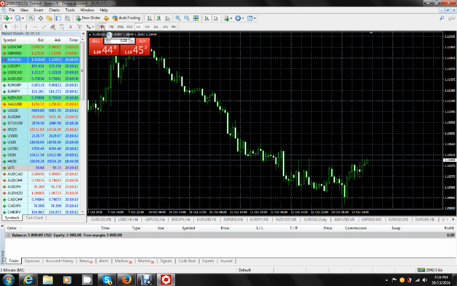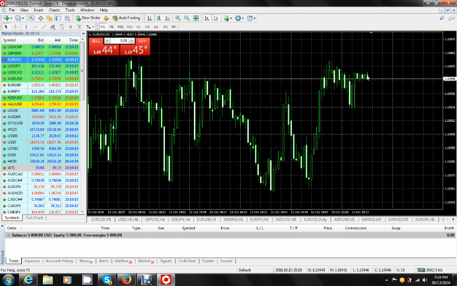When I press M1, it means that every candle represents a minute. This is 1 minute ago. This is the current minute. This is 1 minute ago. This is another minute ago. Can you see that? So this is basically 1, 2, 3, 4, 5, 6, 7, 8, 9, 10 minutes ago. From here to here, 10 minutes.